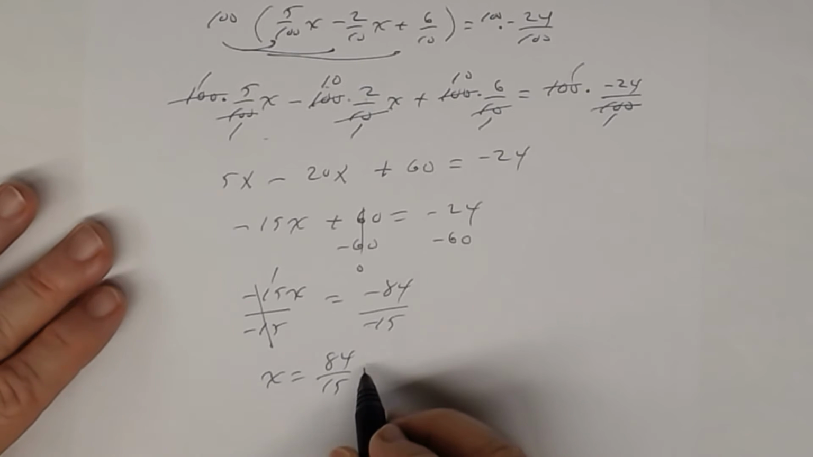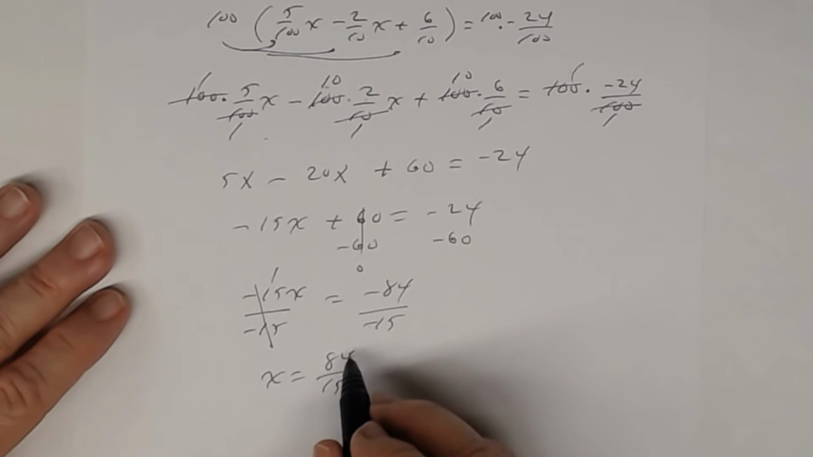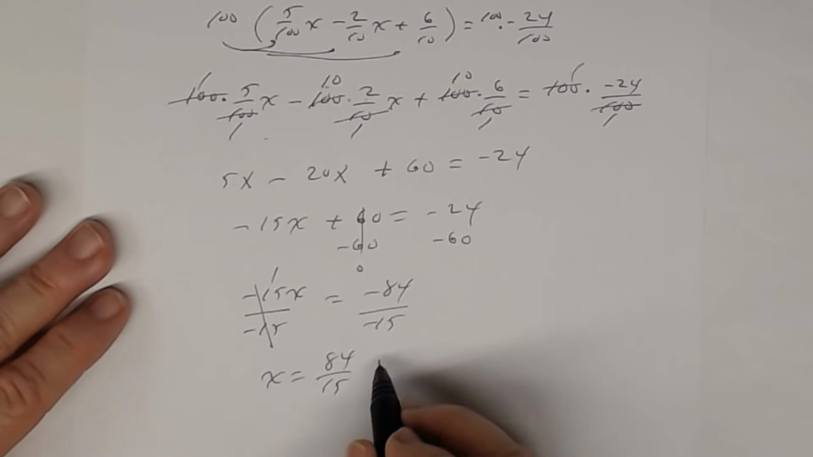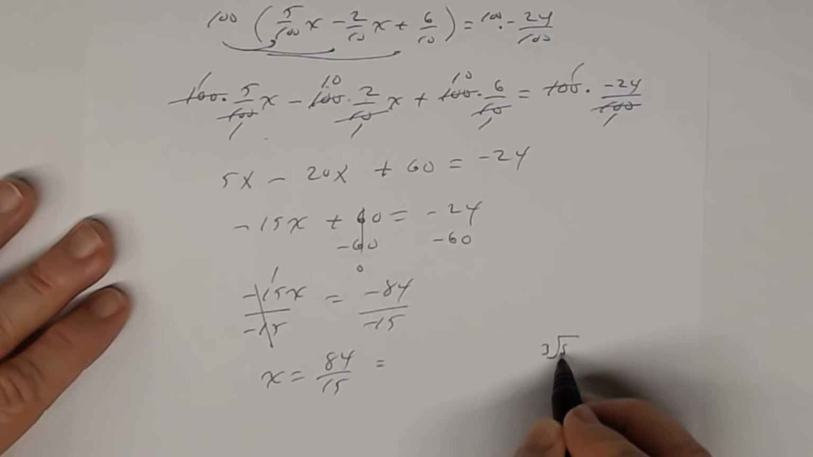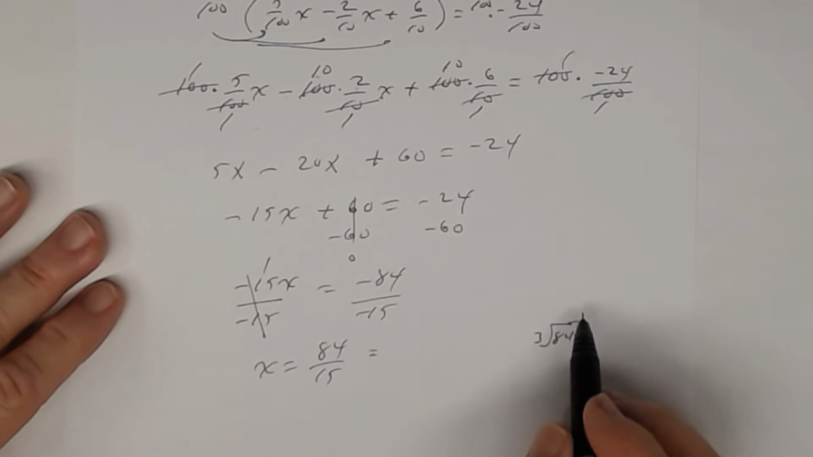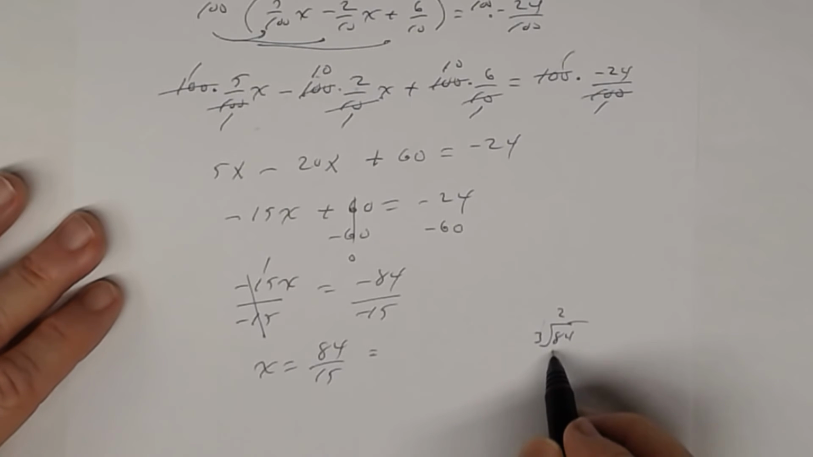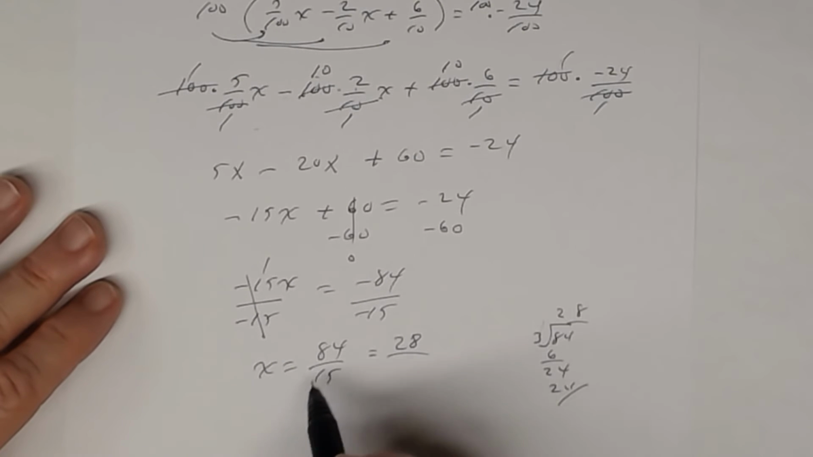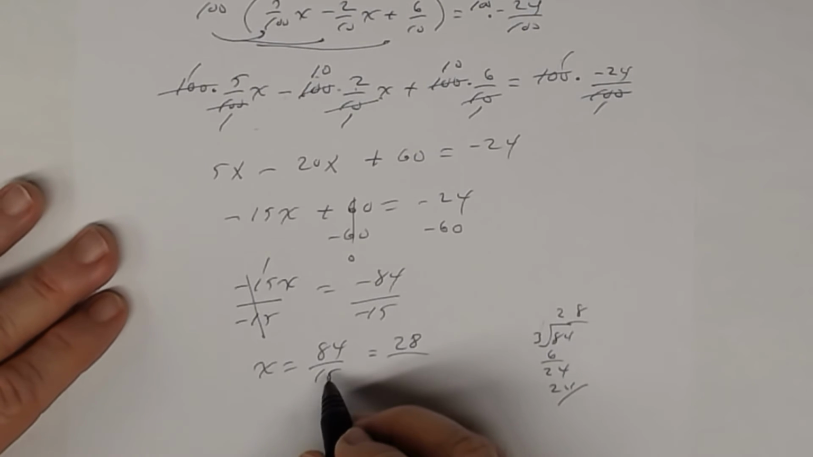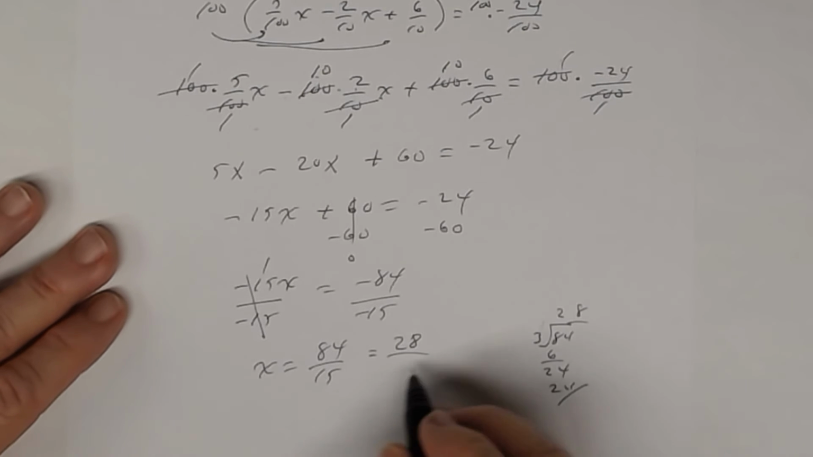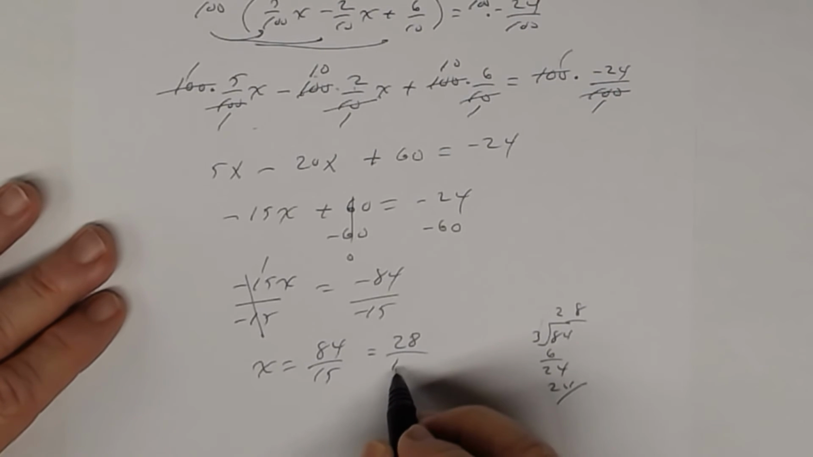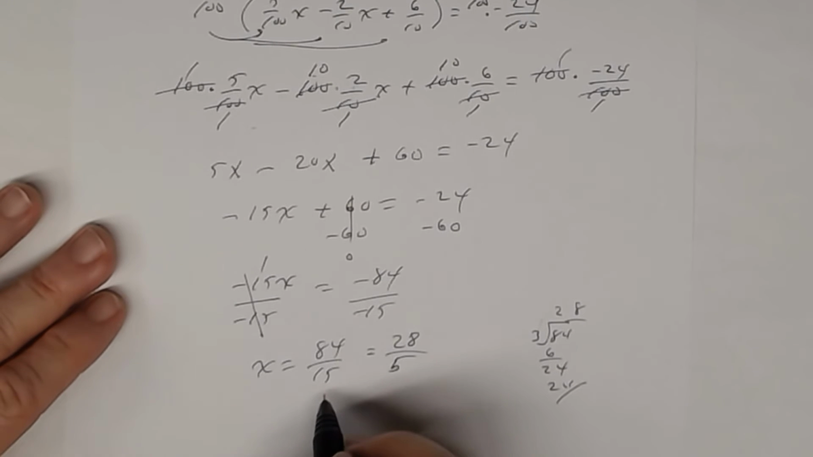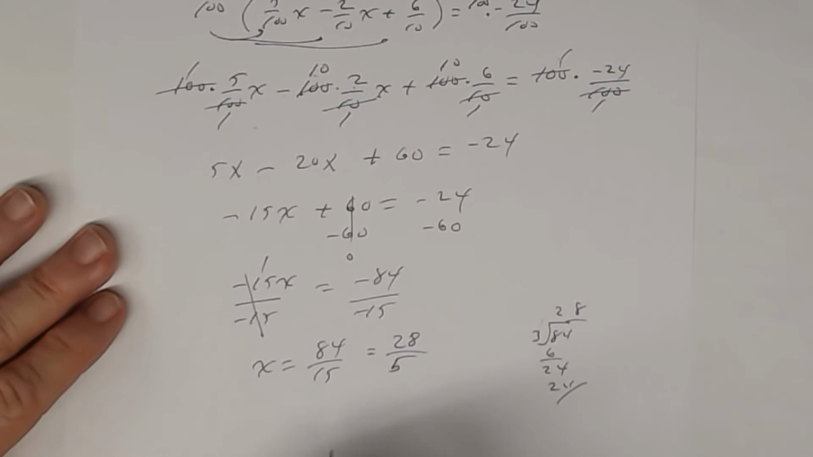But you also need to know that I can reduce this because both of those are divisible by 3. So 3 into 84, 3 goes into 8 2 times. 2 times 3 is 6. And you get 24 here. 3 into 24 is 8. 8 times 3 is 24. So that's 28, right? The numerator. The denominator, 15 divided by 3 is 5.